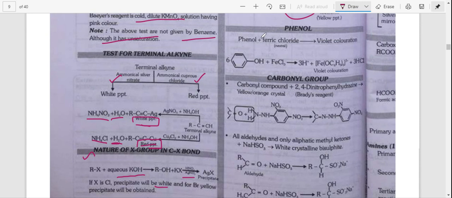Next, the phenol. How will you distinguish phenol with ferric chloride? It gives a violet coloration. When you treat phenol plus FeCl3, it will give 3H plus ions plus this compound. It is like a coordination compound, Fe(OC6H5)6 3- plus 3HCl. This is a violet colored compound. They will not ask about the compound, they will ask the coloration. So phenol when reacted with ferric chloride will give violet coloration.